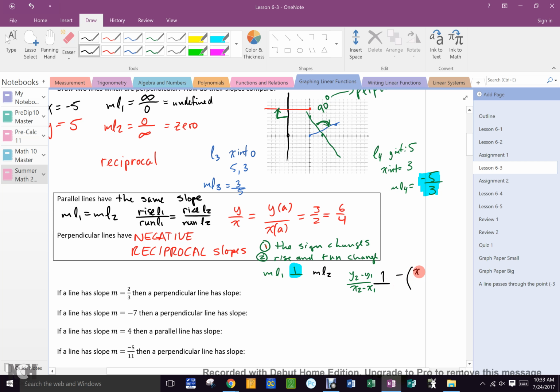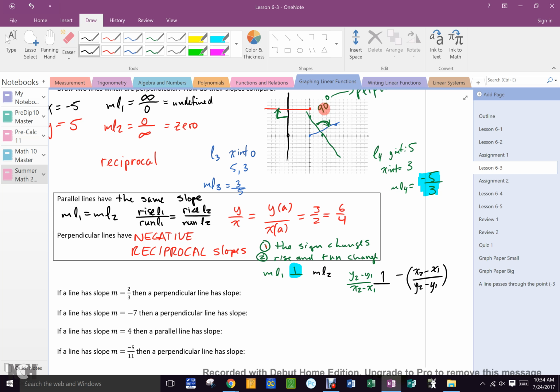On the top, x2 minus x1 over y2 minus y1. They switch places, and that is what makes them perpendicular, which we proved with this drawing. Is everybody good? Sydney. You will always flip the fraction and change the sign.